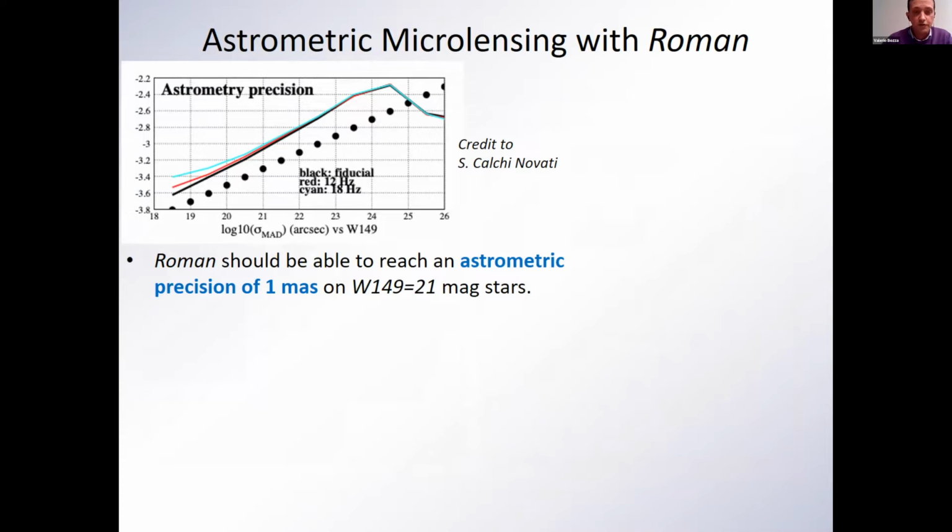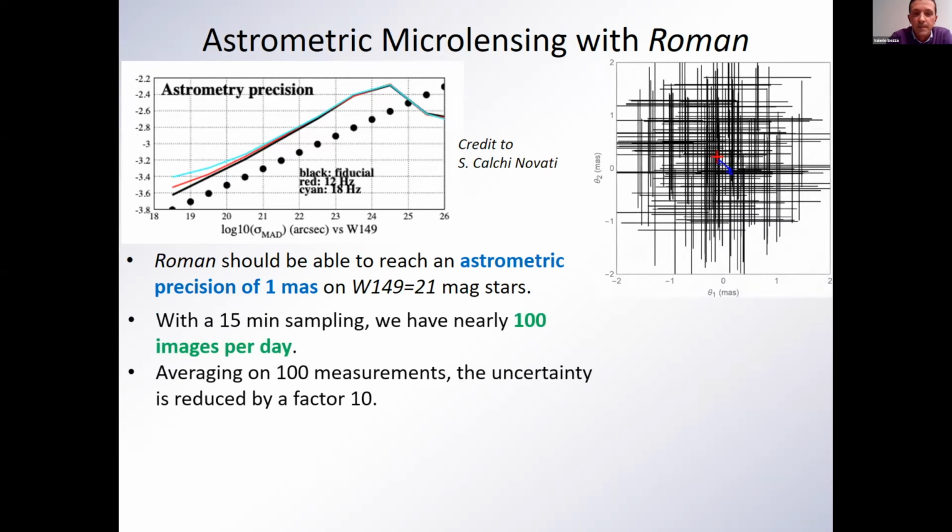This figure was shown yesterday by Sebastiano Calchi Novati, and it is a prediction of the astrometric precision of Roman as a function of the magnitude of the star. You can see here that for a 21 magnitude star, we expect an astrometric precision of 1 milliarcsecond. It should be a bit better for brighter stars, a bit worse for fainter stars. What can we do with such a precision?